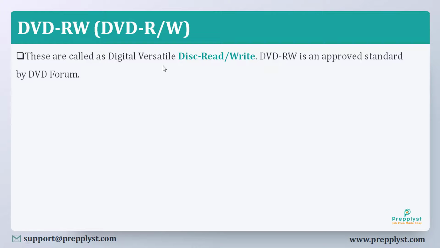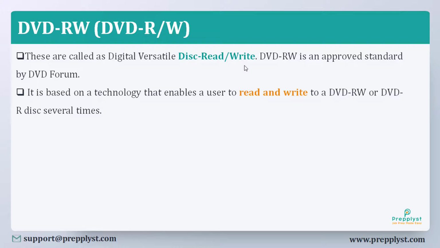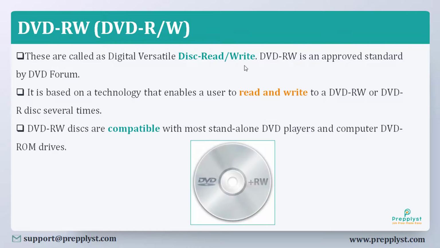Now, DVD read write. So this is your digital versatile disk read write. It's an approved standard by DVD Forum, and in this you can read and write the data as many times. So it can be used multiple times. It's quite useful because it can be used as many times as you want, and it is quite compatible with DVD players and computer DVD-ROM drives. So this is how it looks like. You should look for this plus RW. That would make you understand that you can read and write the data as many times.